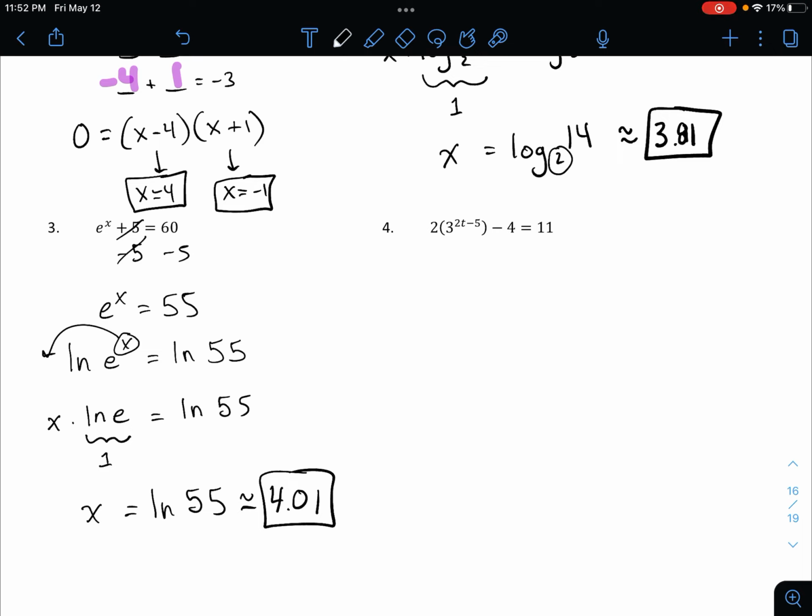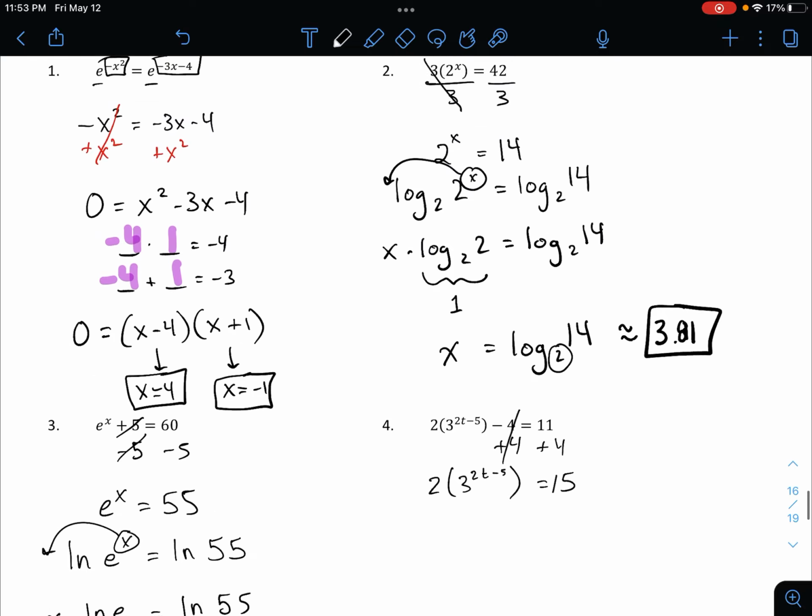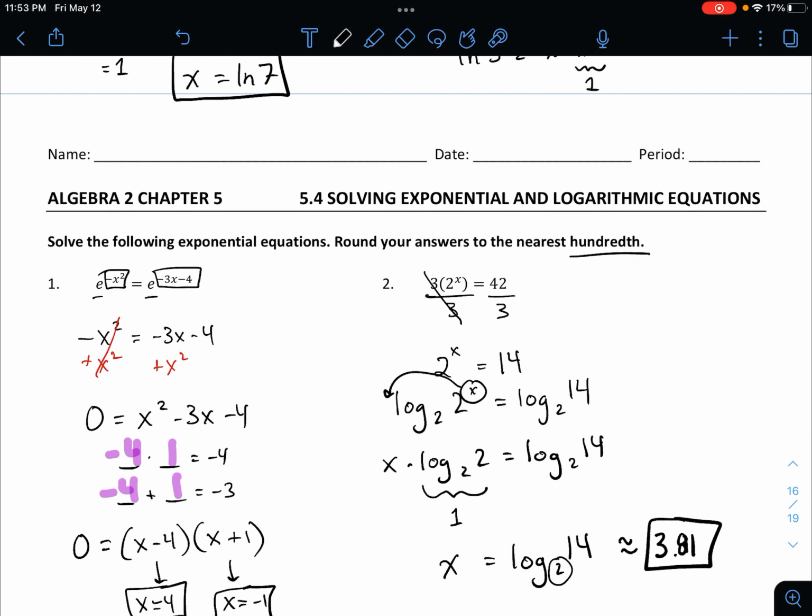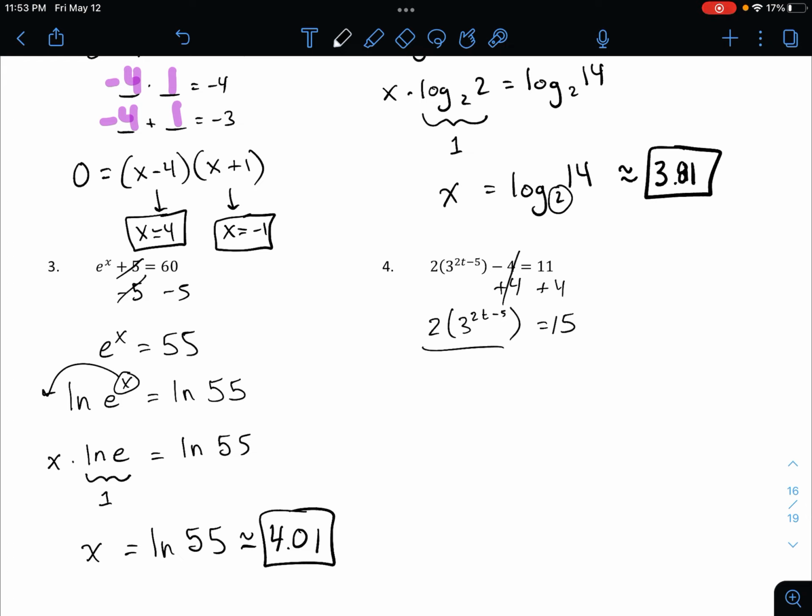All right, last one here for problem 4. A little bit more, kind of solving equation aspects here with moving stuff away from the letter t. But what I'm going to do first is I'm just going to add the 4 to both sides. So now we've got 2 times 3 to the 2t minus 5 power equals 15. And then kind of like we did with problem number 2, we had to divide by 3 to get that exponent by itself. So if I divide both sides by 2, 2's cancel on the left. So now 3 to the 2t minus 5 power equals, you can leave it as 15 over 2, or you can leave it as 7.5 if you're more comfortable with the decimal.